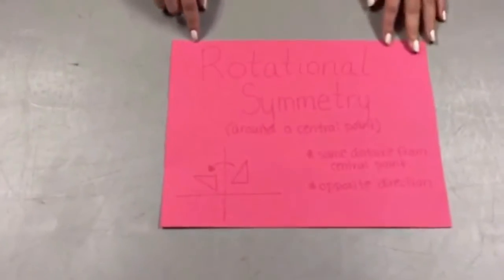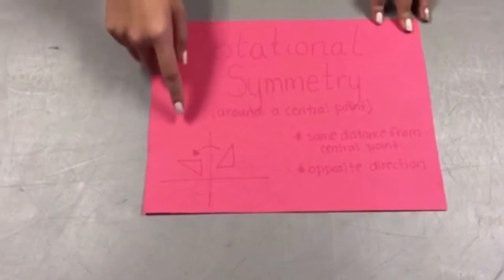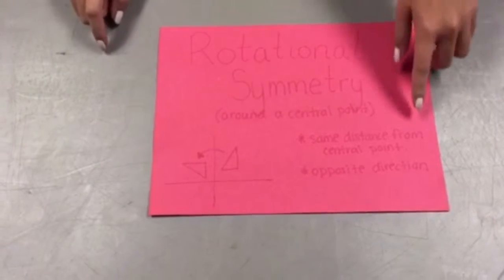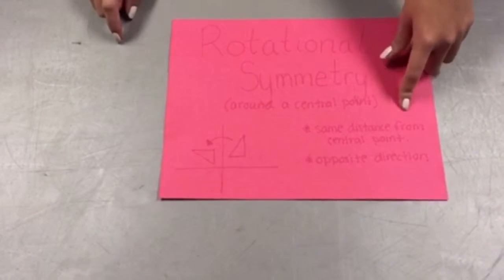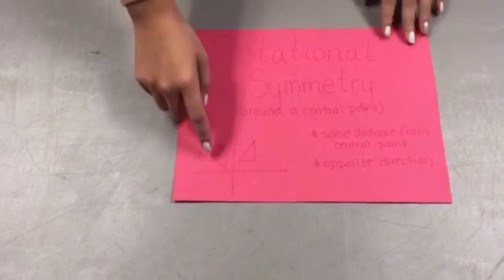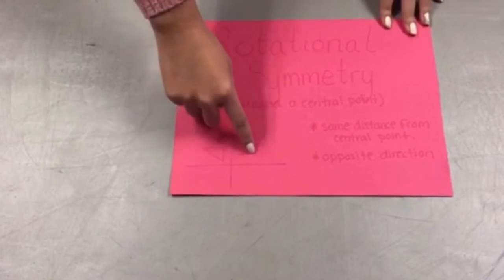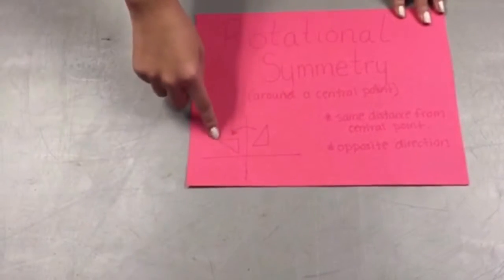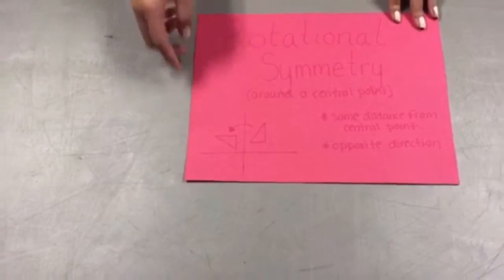This is rotational symmetry. It rotates around a central point. It's the same distance from the central point in the opposite direction. So if you were to start from here and rotate it into another quadrant, it would be the exact same.